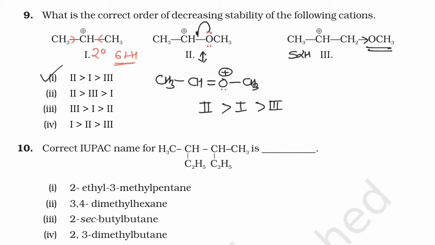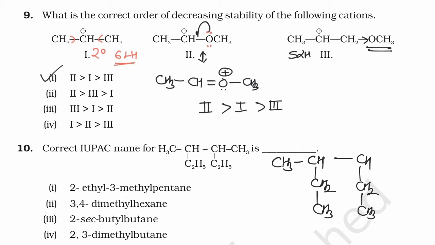In this question, we have to find the correct IUPAC name of the compound. So we have to open the molecule: CH3CH, CH2, CH3, CH, CH2, CH3, and CH3. Now a total of 1, 2, 3, 4, 5, and 6 carbon atoms are present, and hence the name of the molecule is 3,4-dimethyl hexane, and hence the correct option is 2.